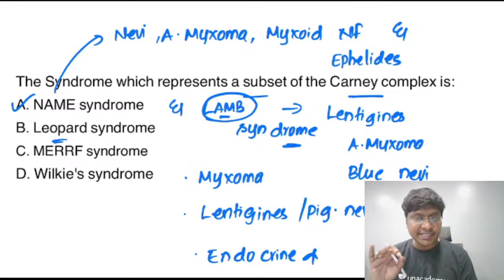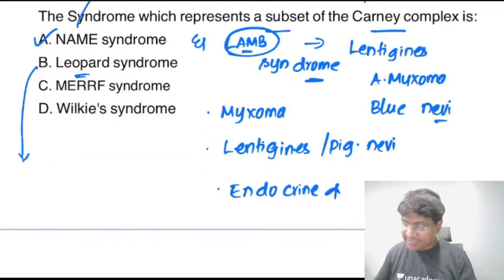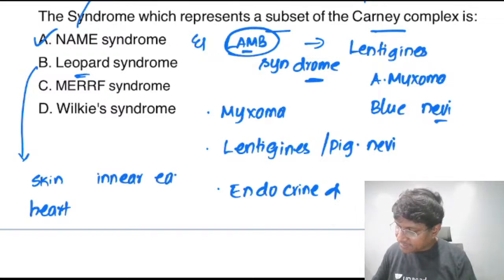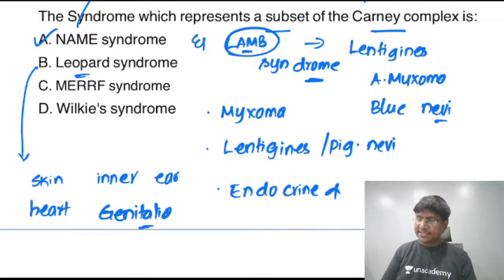Leopard syndrome is an inherited condition characterized by abnormalities where you can have abnormalities within the skin, within the heart, within the inner ear, as well as the genitalia. That is what is the Leopard syndrome.